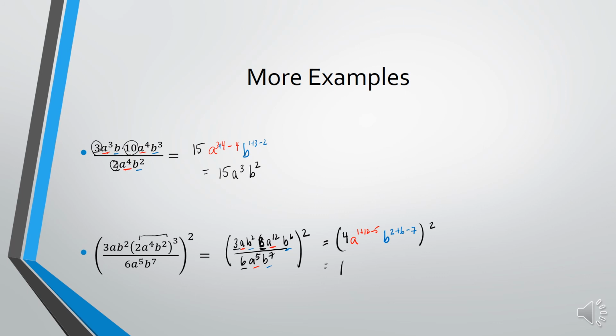So if I simplify this inside first, it looks like 4a to the 8th, b to the 1. And all that's being squared. Since the whole thing is being squared, we're going to distribute that too. So 4 squared is 16. A to the 8th squared would be a to the 8 times 2. B to the 1 squared would be b to the 1 times 2. So 16, a to the 16th, b squared. That would be our final answer.